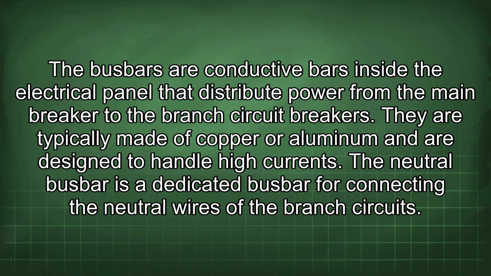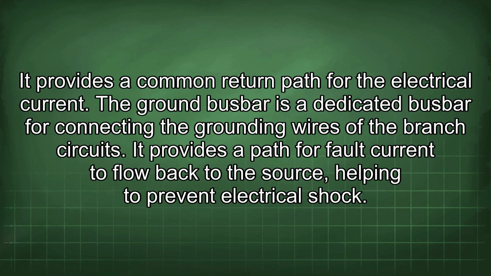The busbars are conductive bars inside the electrical panel that distribute power from the main breaker to the branch circuit breakers. They are typically made of copper or aluminum and are designed to handle high currents. The neutral busbar is a dedicated busbar for connecting the neutral wires of the branch circuits. It provides a common return path for the electrical current.